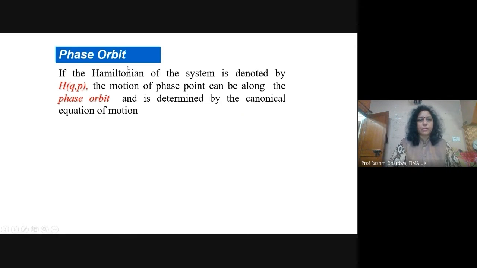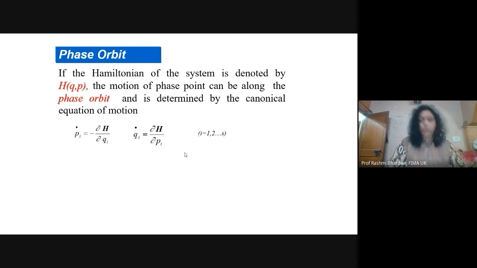If we are talking about it, then we generally denote it as H of Q, P, where Q is the generalized coordinate and P is the generalized momenta. And the motion of the phase point along a phase orbit is determined by the canonical equations of motion. And we all know that pi dot is nothing but minus del H by del qi, and qi dot equals del H by del pi. And that we are studying in classical dynamics, statics, and this is the Hamiltonian.